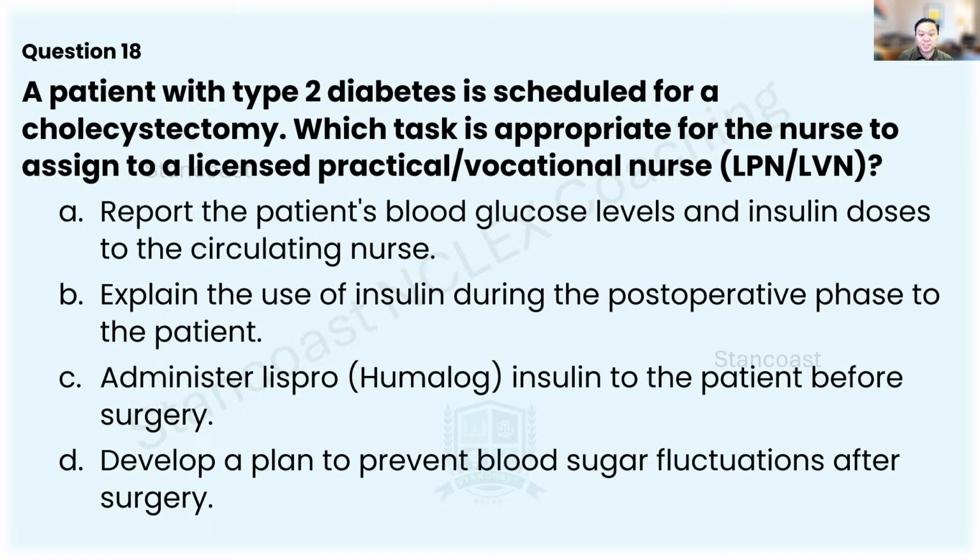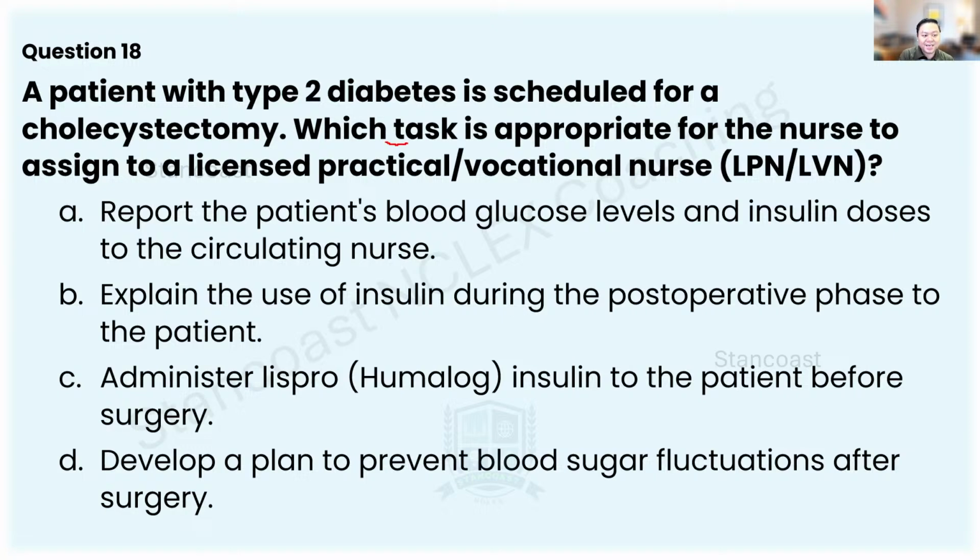Which task is appropriate for the nurse to assign to a licensed practical vocational nurse? Is it A, report the patient's blood glucose levels and insulin doses to the circulating nurse? Or B, explain the use of insulin during the post-op phase to the patient? Or C, administer Lispro insulin to the patient before surgery? Or D, develop a plan to prevent blood sugar fluctuations after surgery?